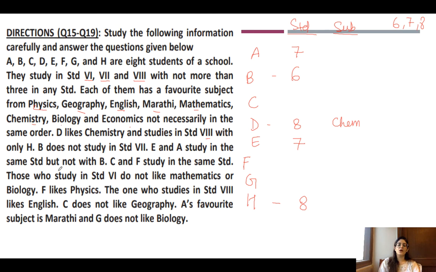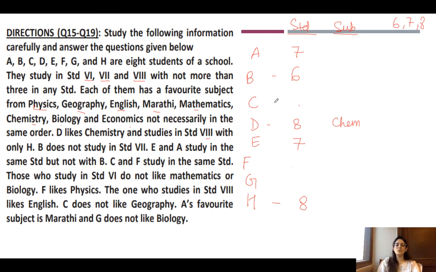Okay, all right. Next up, C and F study in the same standard. अब जो है हमें पता है कि आप सोचोगे कि C and F जो है वो दोनों सेम स्टैंडर्ड. Now C and F 8th में नहीं हो सकते, we know that. अब C and F जो है अगर 7th में होंगे, so that makes it 4 people in one class, A, E and C and F. And that's not possible because हमें दिया हुआ है कि not more than 3 in any standard.